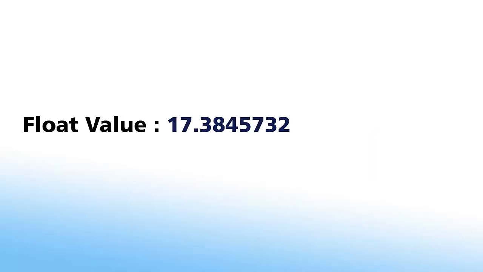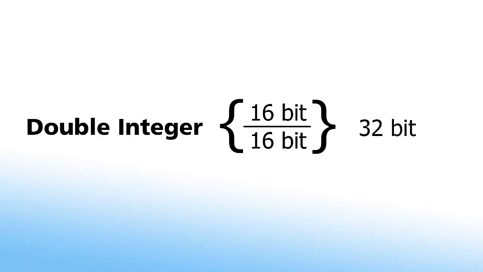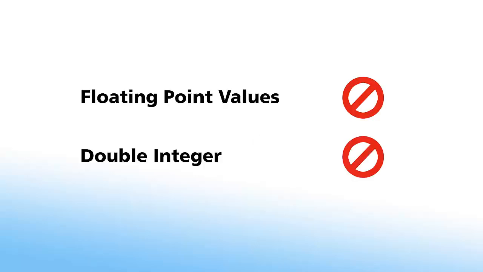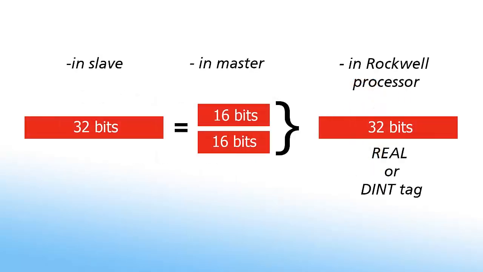Float values are any real number with a decimal point that is represented by a 32-bit register. Double integers, or dints, are simply two 16-bit values stacked together, also represented by 32 bits. This presents a small problem since Modbus does not have a float or dint data type. The solution, obviously enough, is that the 32-bit value is broken into two separate 16-bit registers and then recombined into a 32-bit real value. This is accomplished by copying the two 16-bit registers to one real tag in the Rockwell processor.